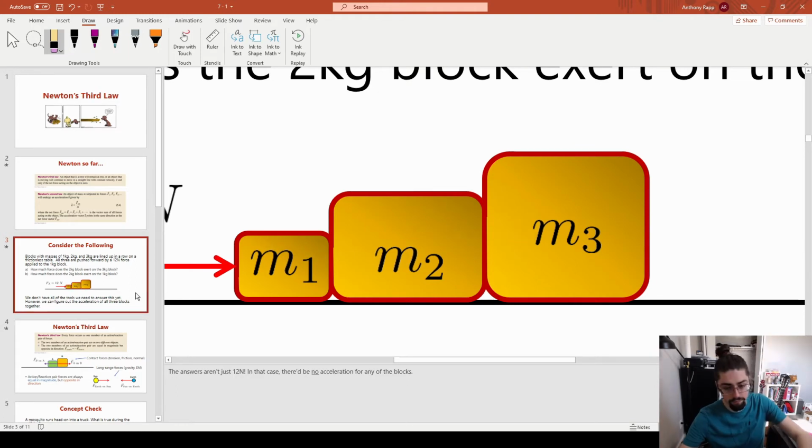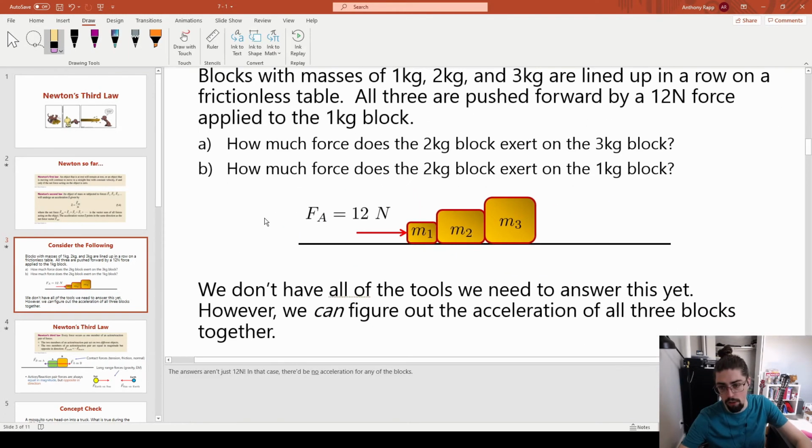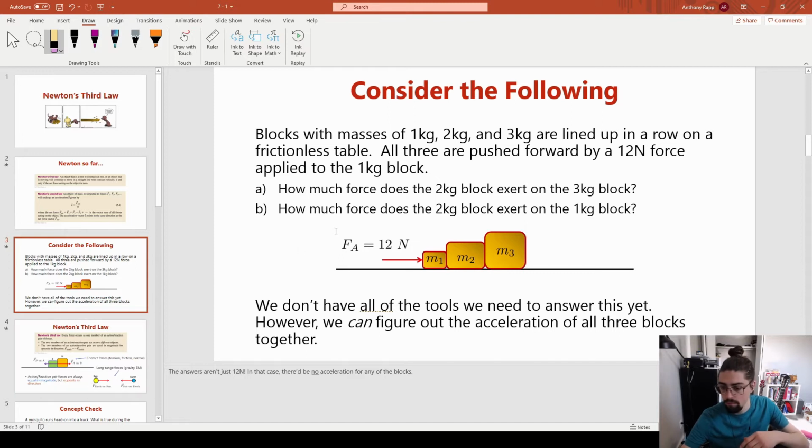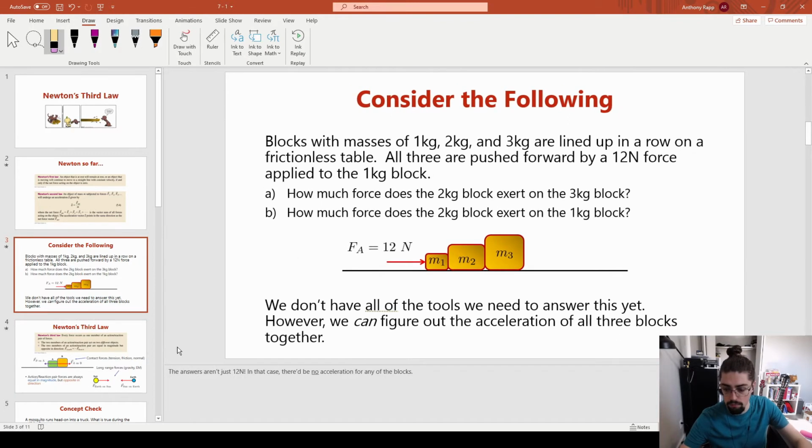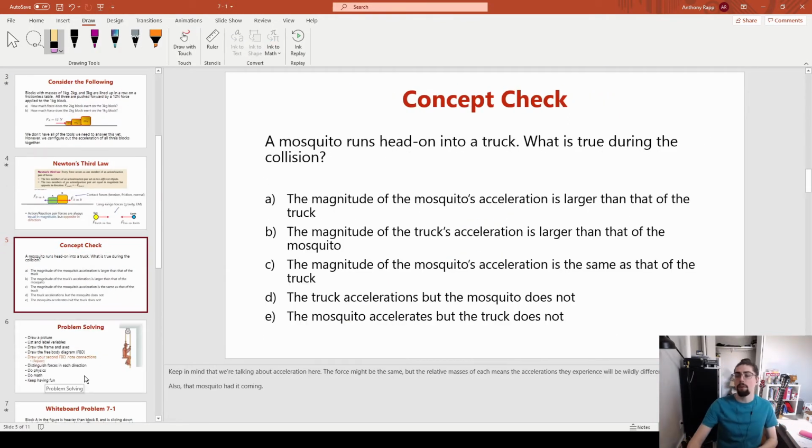So, try this with a concept check real fast. Got most of that on the screen again. Something like that. A mosquito runs head-on into a truck. What is true during the collision? What do we think? We got a lot of options here. Take a minute to read through these. Think about them.